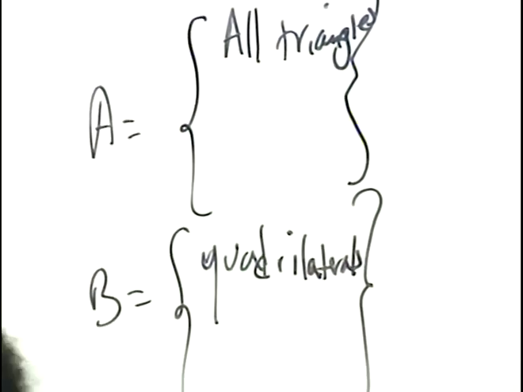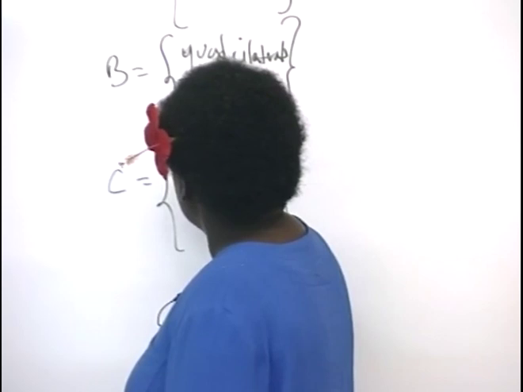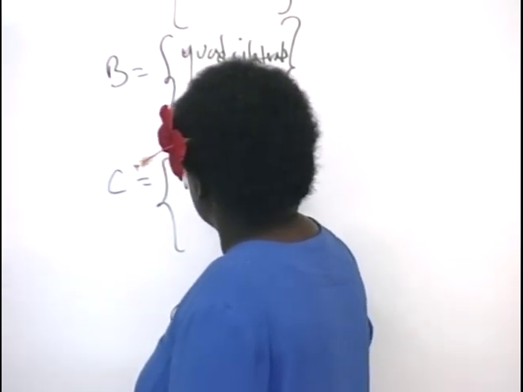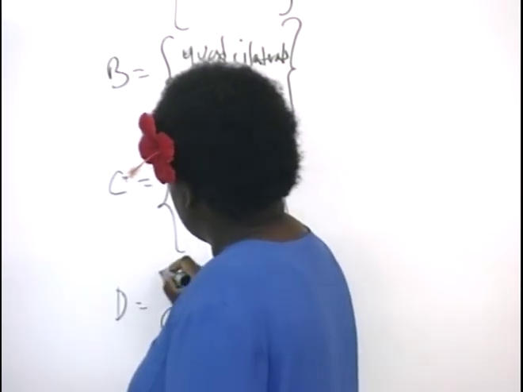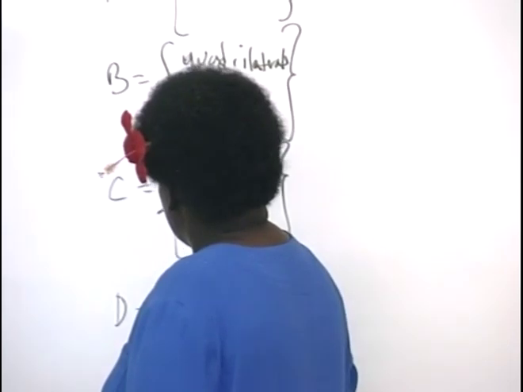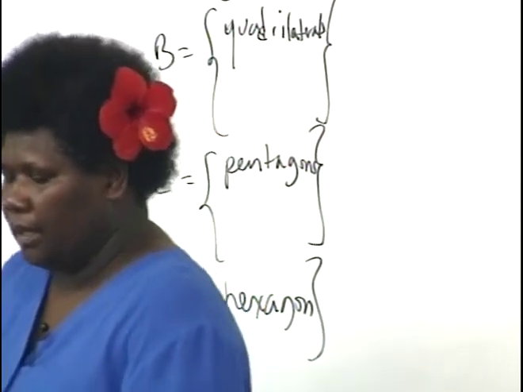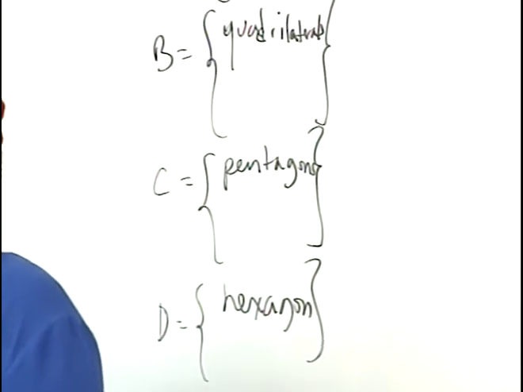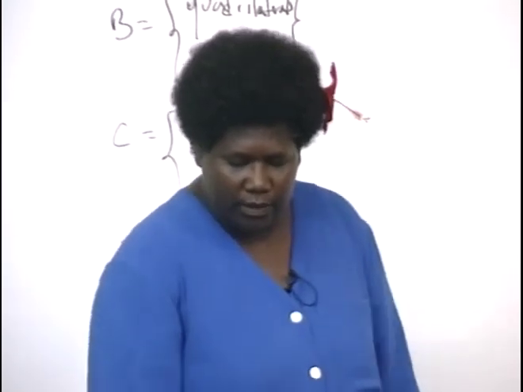And then next one will be pentagons. Next one, hexagon, heptagon, and octagon. What is a 9-sided figure? Nonagon. And I don't know the names of those different figures.